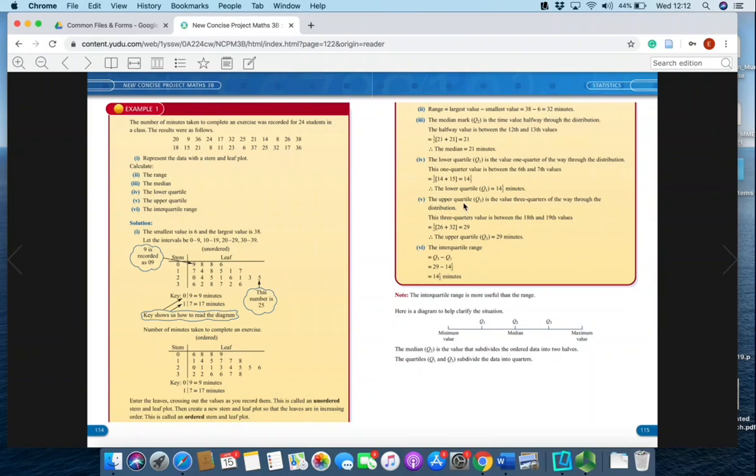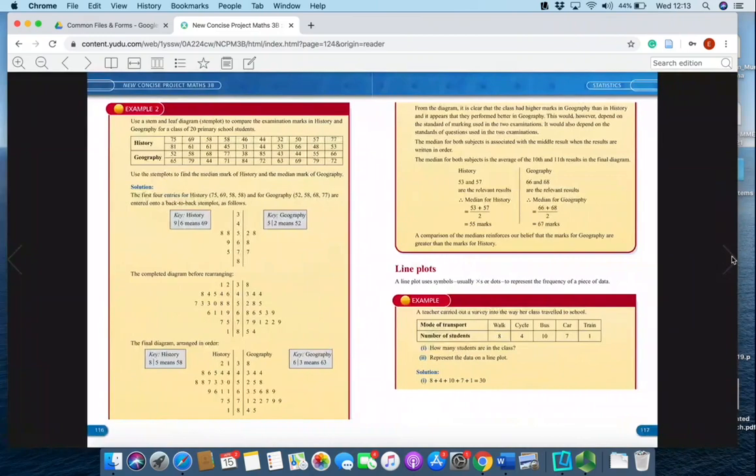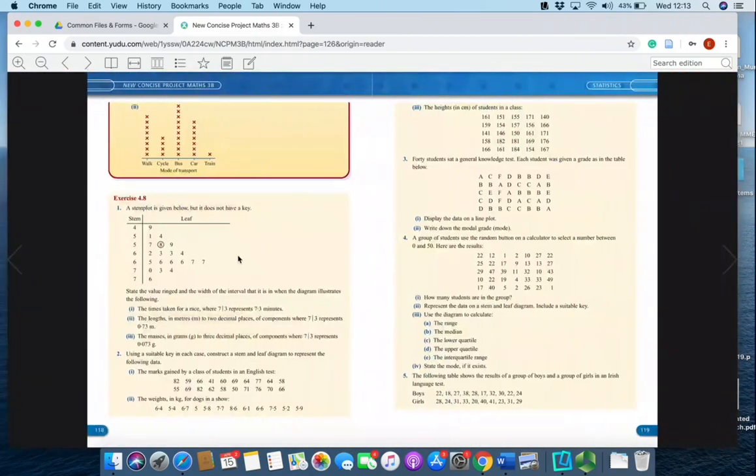Okay, so I'm going to do this as an example because I think it's nearly easier. So what one will we do? I'll come back to line plots in a minute. So stem and leaf, I have taken down random numbers here. Question 4, so just have a read of question 4.